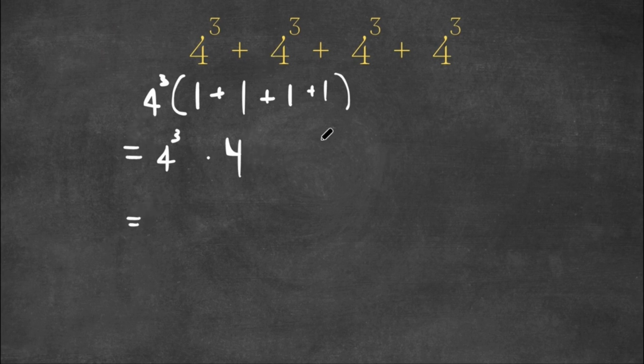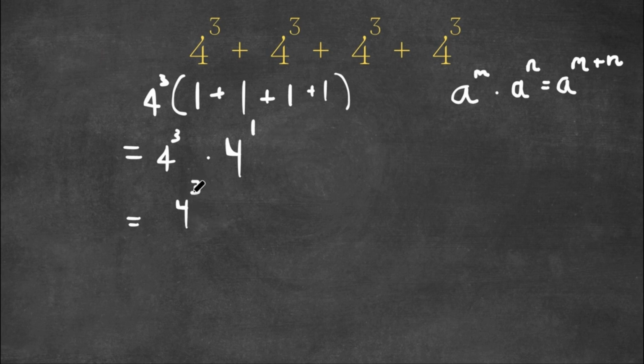And this is equal to, well, whenever we're multiplying an exponent, let's say we have a to the power of m times a to the power of n, this is equal to a to the power of m plus n. So we can think of 4 as 4 to the power of 1. So 4 to the power of 3 times 4 to the power of 1, this would equal 4 to the power of 3 plus 1. And 3 plus 1 is 4, so this would equal 4 to the power of 4.